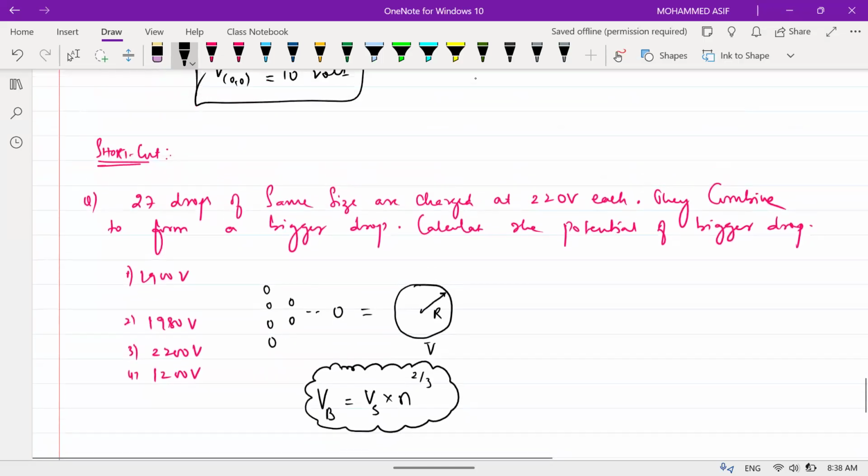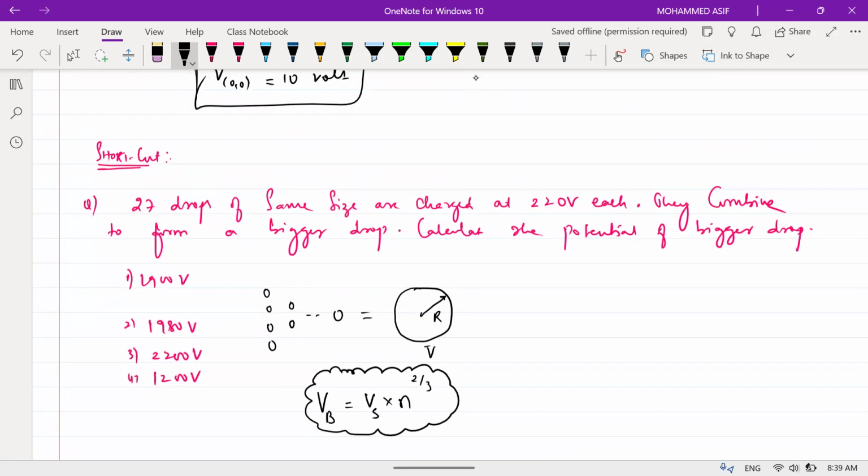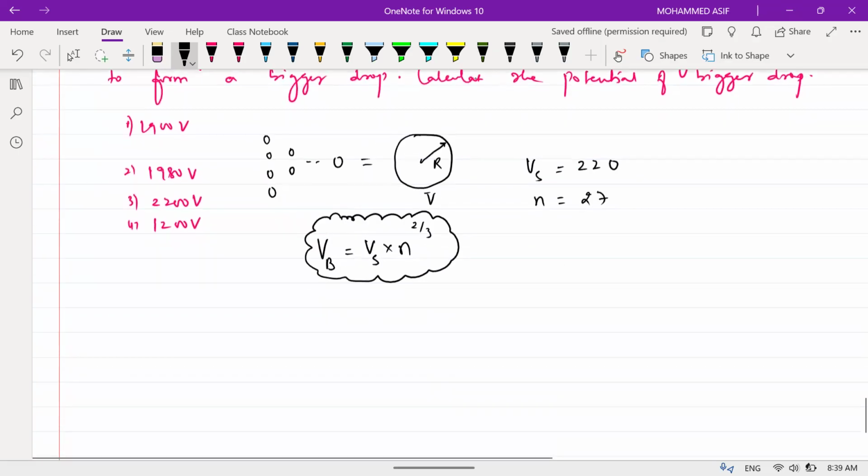What is the potential of the smaller droplet? 27 drops of the same size are charged to how much potential? 220. The potential of the smaller droplet is 220. How many droplets are there, beta? 27. So just substitute those values here.